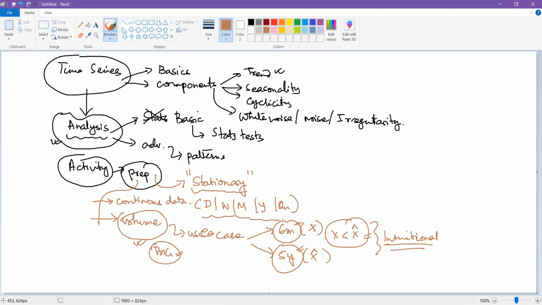We'll still be able to do. Then there will be losses, right? Or then there will be errors, which we'll have to live with. So now let's look into these pattern finding things or statistical tests kind of things. But before that, we need to make the data stationary, right?